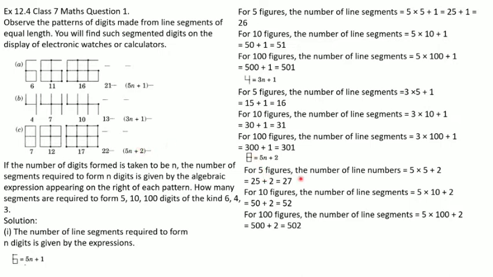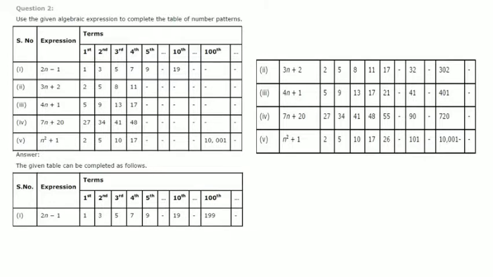For 5 figures, you can check 5 into 5 plus 2, 27 line segments are made. To make 10 figures, 50 plus 2, that is 52. And to make 100 figures, 500 plus 2, this is 502. Now let's move to the next question.